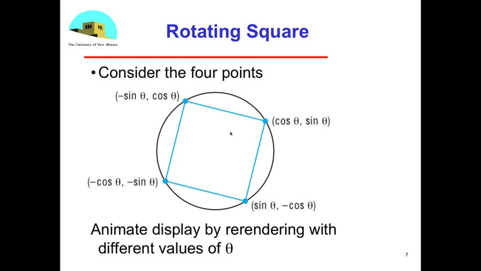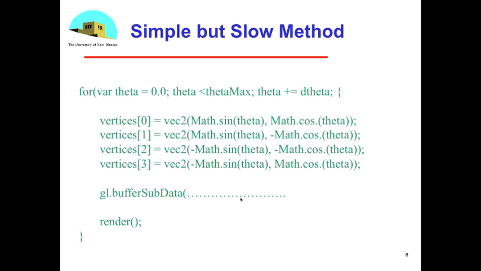So you can say, well, one way to get this rotating square is to keep sending out new points to the GPU with different values of theta. So here's a very bad way to do it because it's so slow and it's violating all the things we said we want to do, but it's at least going to get us started.